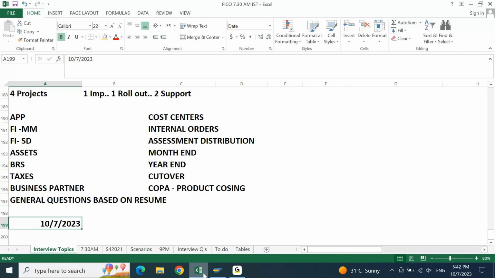Because they also know it is not related to FI, it is related to SD, but at least we must be aware of it. Without this, we cannot create a sales order. This partner function updation is mandatory in each and every sales order or in each and every SD related accounting document. Once you create this, you will have to update the product that you are going to sell.